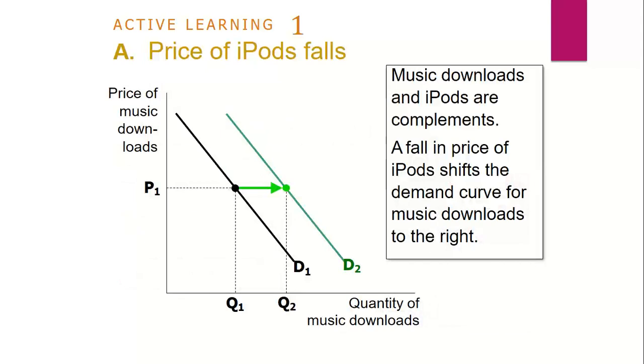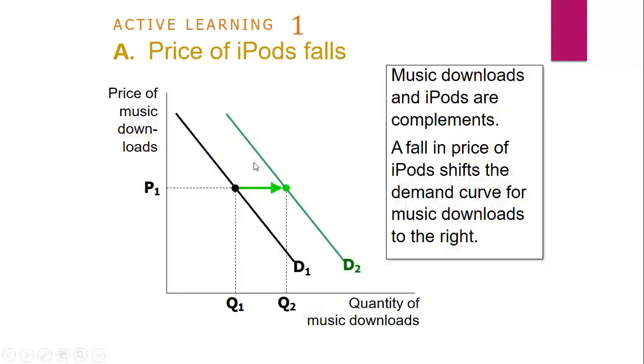Coming to the answer of part A, the price of iPods falls. If the price changes, that's something on the axis, you move along the curve. Here on the vertical axis there is the price of music downloads, and on the horizontal axis there is the quantity of music downloads. Music downloads and iPods are complements. A fall in the price of iPods shifts the demand curve for music downloads to the right.